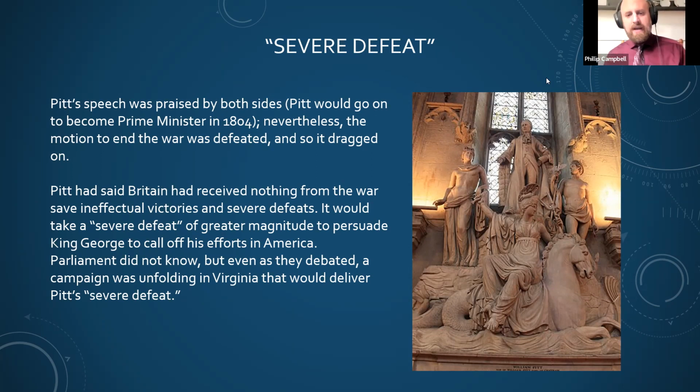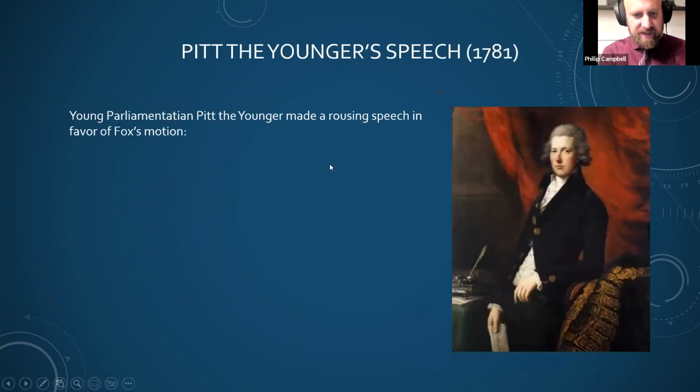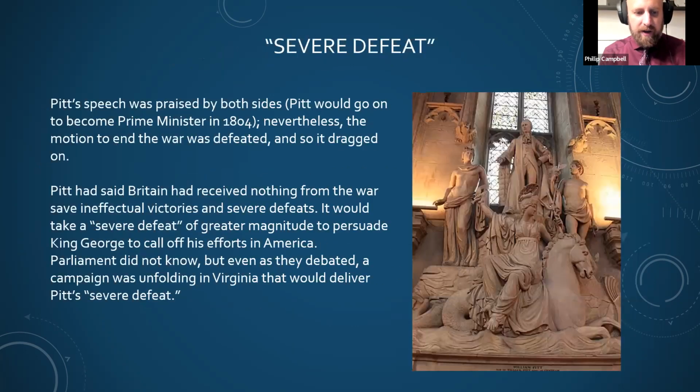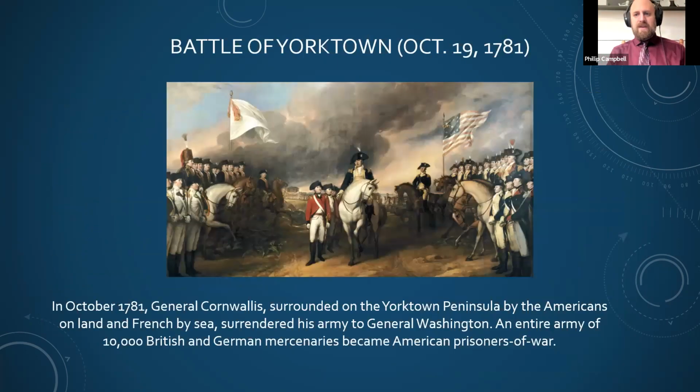Parliament did not know it, but even as they debated, a campaign was unfolding in Virginia that would deliver Pitt's severe defeat. Look at the chronology here. When was this motion? Summer of 1781. Now, if you know your history, you know that in October of 1781 was the Battle of Yorktown, just a few months after the speech in Parliament.